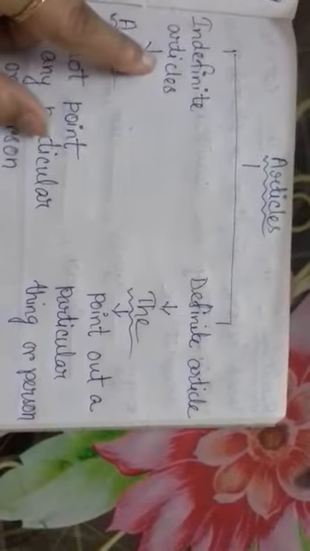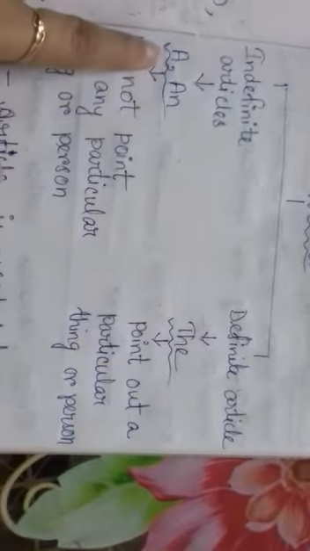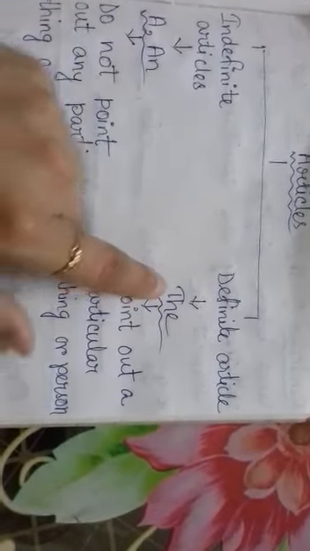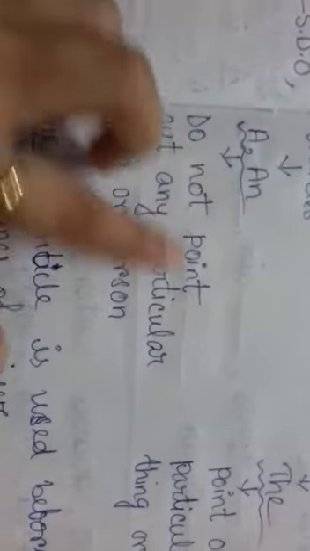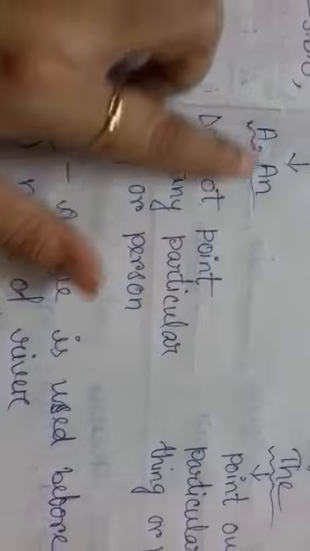I repeat my lines. Articles are of two types, indefinite articles and definite article. A and an are indefinite articles, whereas the is the only definite article. A and an do not point out any particular thing or person, whereas the points out a particular thing or person.